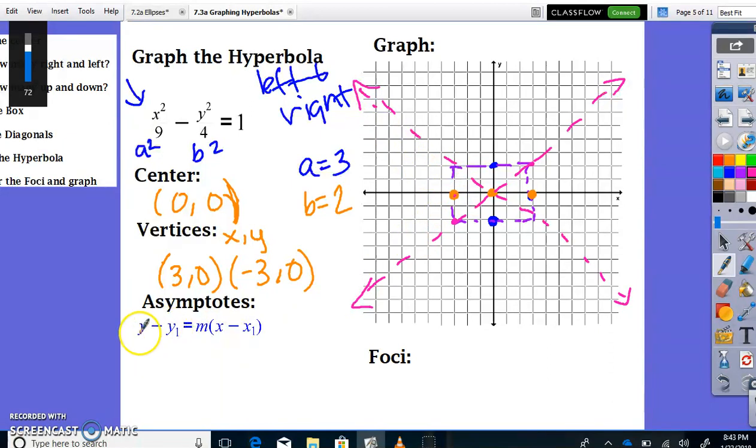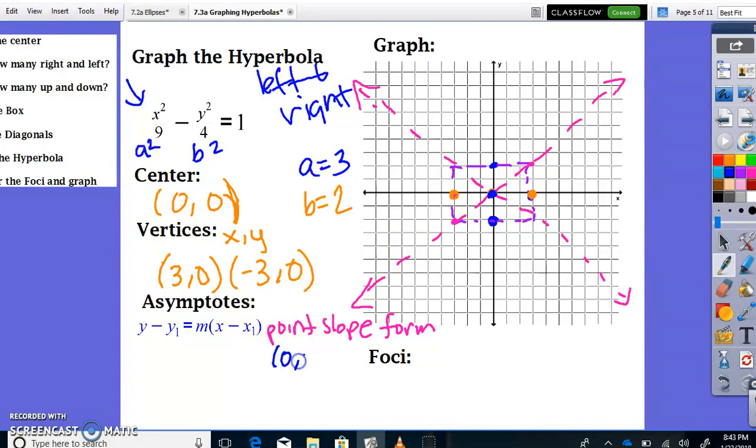Now we're going to use the point-slope form to write the equations of these lines. When the center is in the middle at the origin, 0, 0, that's going to be the point that we use. So that's going to be my x1, y1, because it makes it very easy to plug into this equation. Then I need to find my slope, and you have to remember that slope is rise over run.